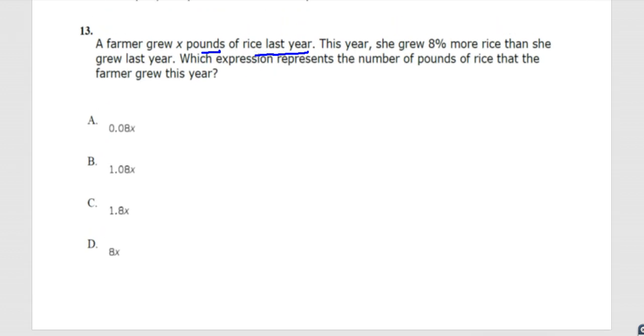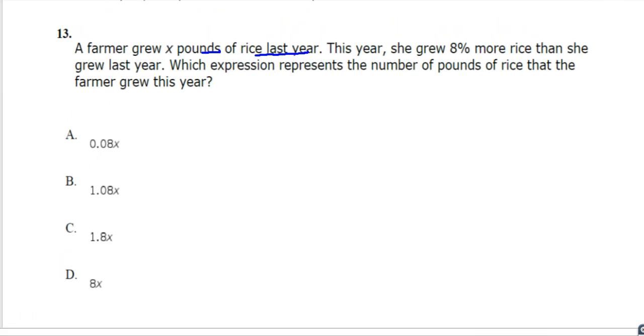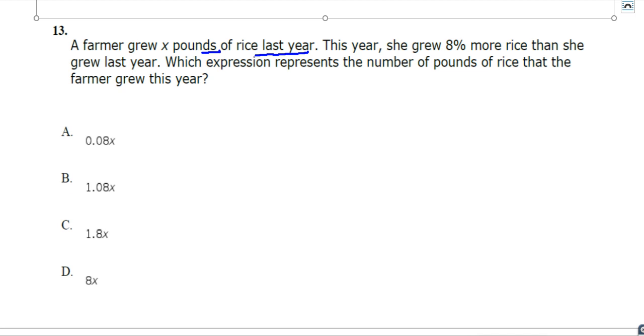This year she grew 8% more. So what is happening here is we have to know that there are multiple ways to solve problems like this. But we started with X because that's what she got last year. This year, she grew 8% more.